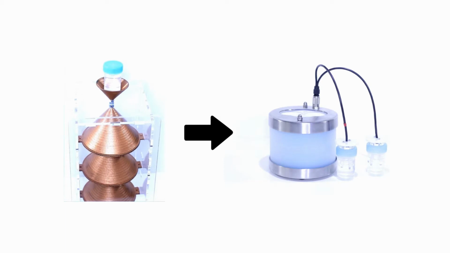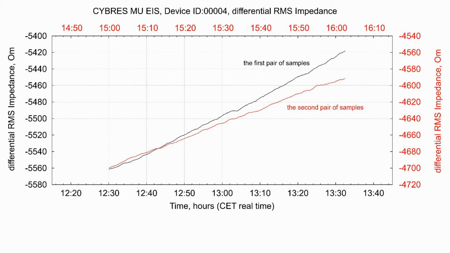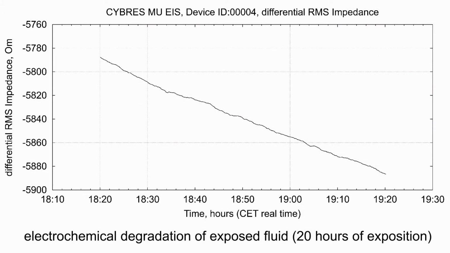For the test measurement, we consider the case when fluidic samples are exposed to experimental factors before measurements. The idea of these measurements is based on the observation that fluids electrochemically degrade over time. The reason is a self-ionization of water molecules and absorption of CO2 from the atmosphere. Weak emissions can influence the degradation rate.